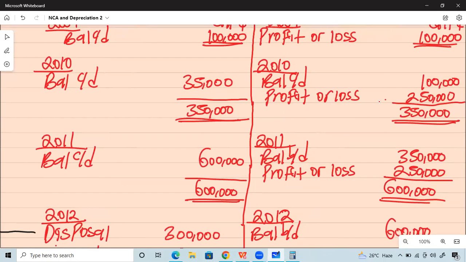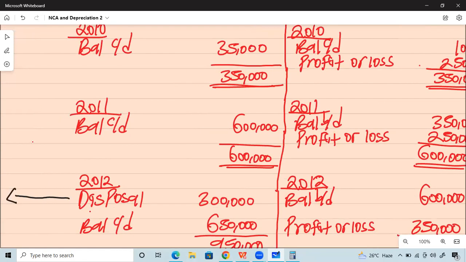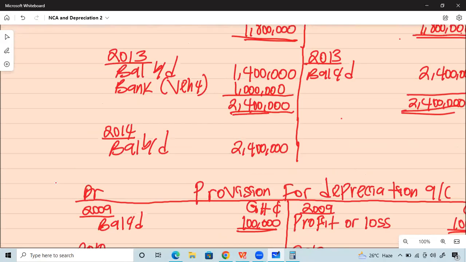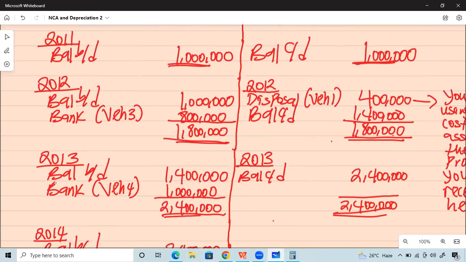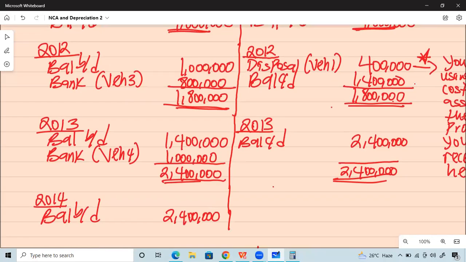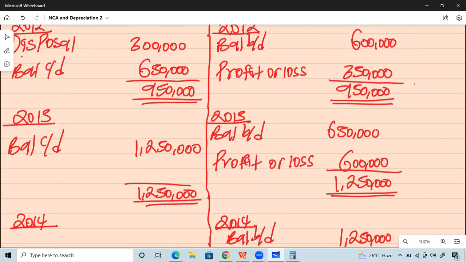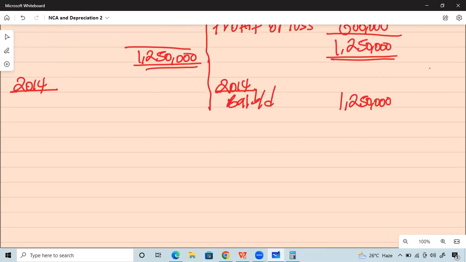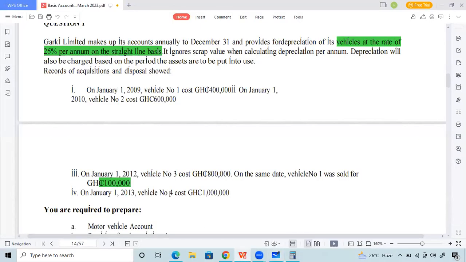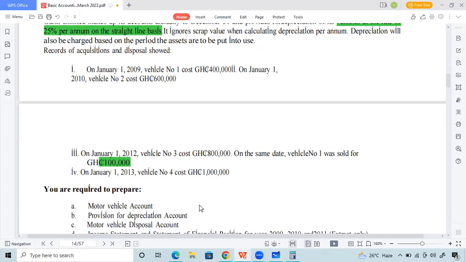Don't forget, this is very, very key. And in this particular one as well, this is also very key. It's very important. Don't forget it. You are using the cost of the asset, not the amount that you receive. We are not going to consider the amount that you receive in this particular account, in this particular requirement, which is requirement C.